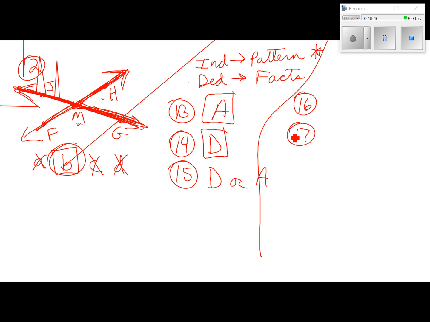17, the cat does not have spots. Well, then the negation of that would be that the cat has spots. And then 18, the roads are not icy. Well, the negation of that would be that the roads are icy.